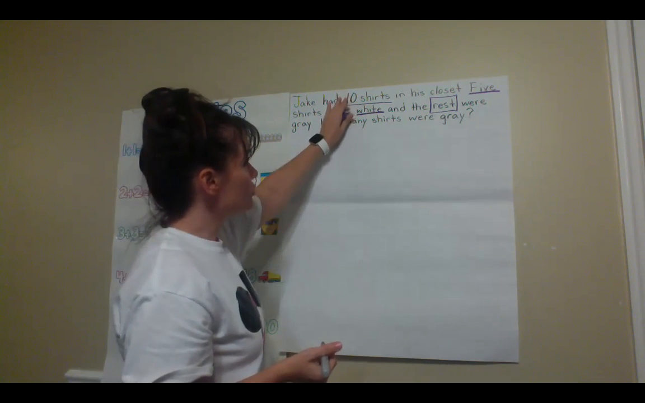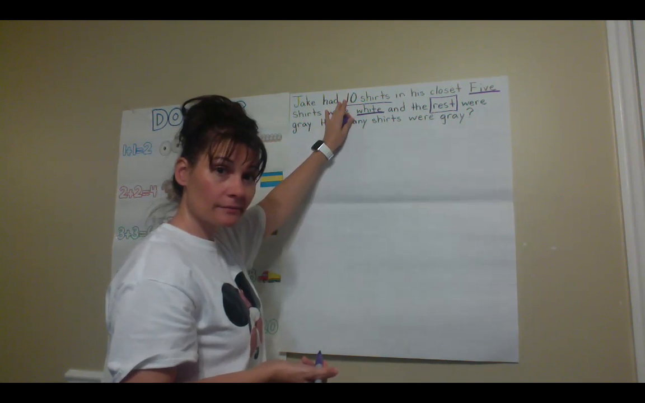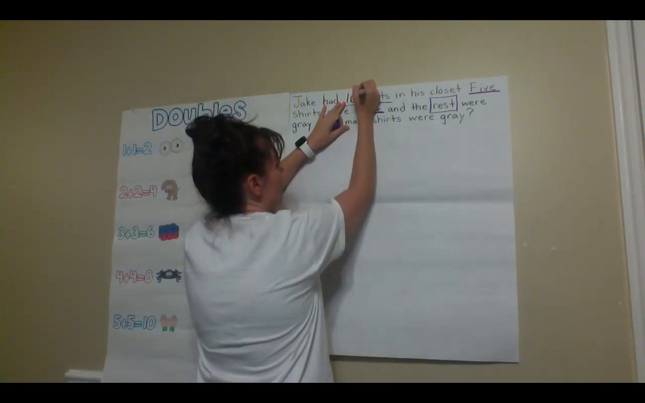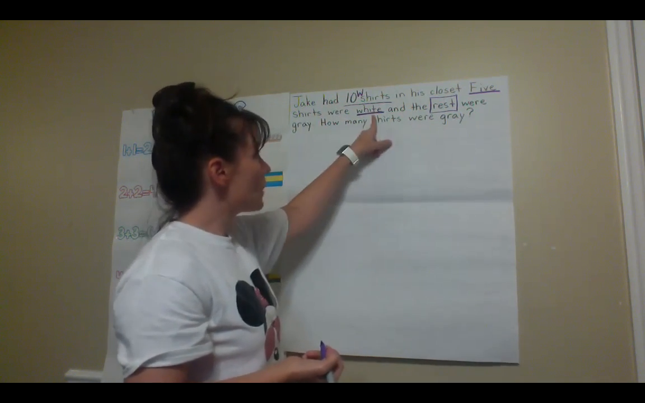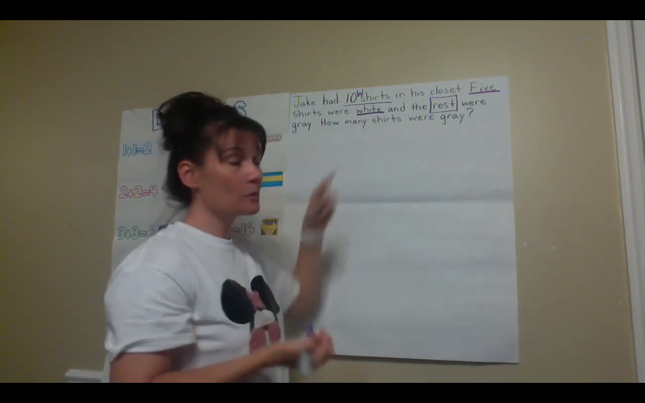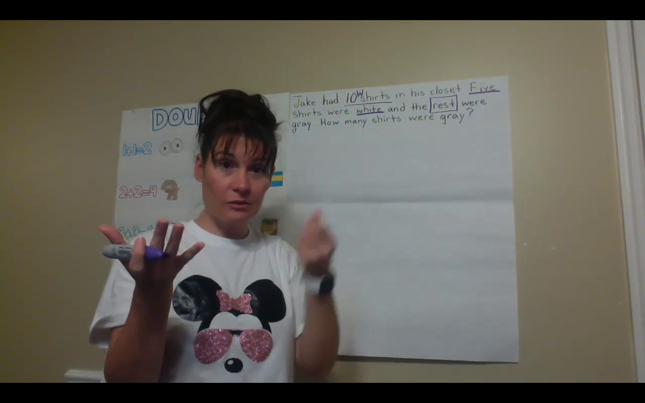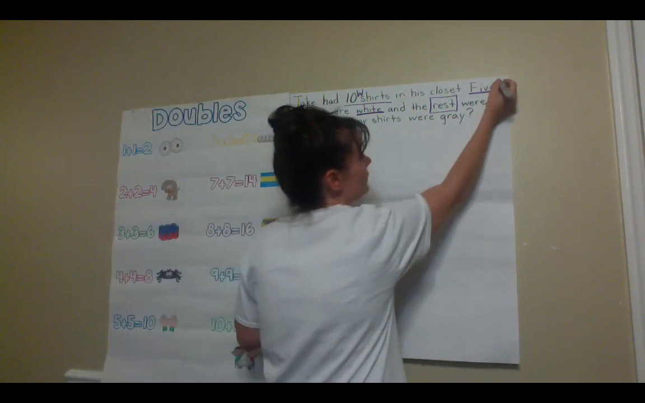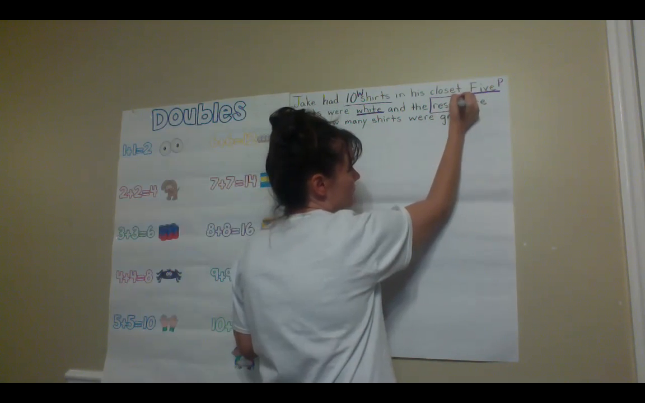If he had 10 shirts, are they adding more shirts? No, so 10 was my whole. 5 shirts were white. So there were 10 shirts, 5 were white, the rest were gray. So that tells me that 5 is a part, and this mystery number is the other part.